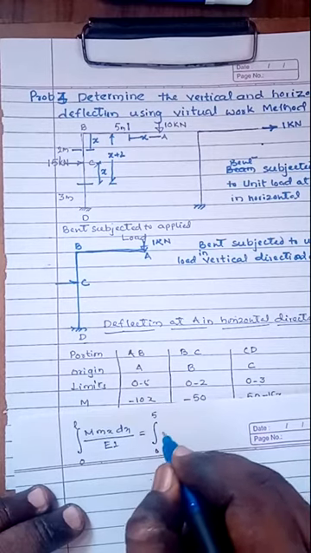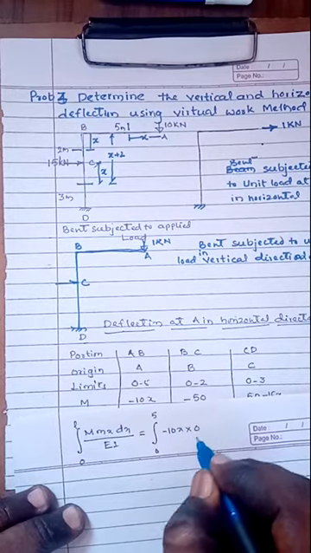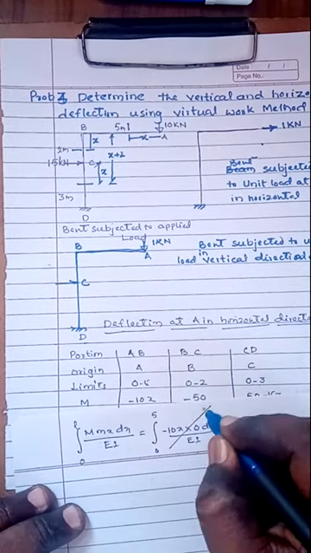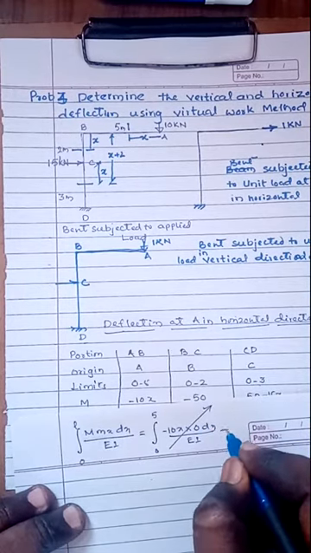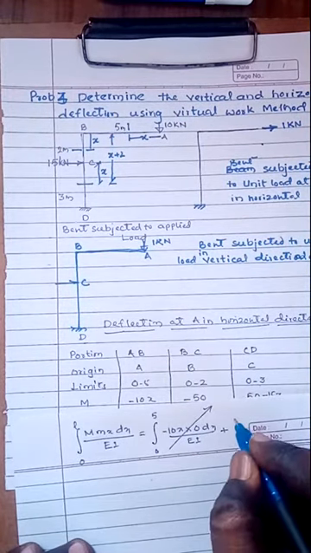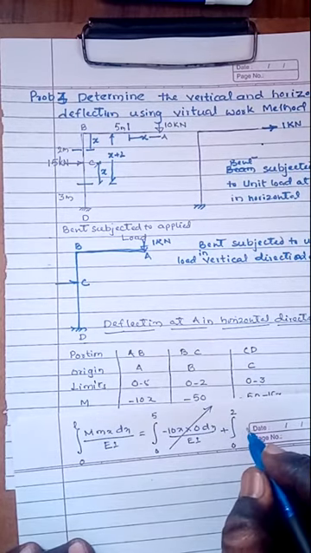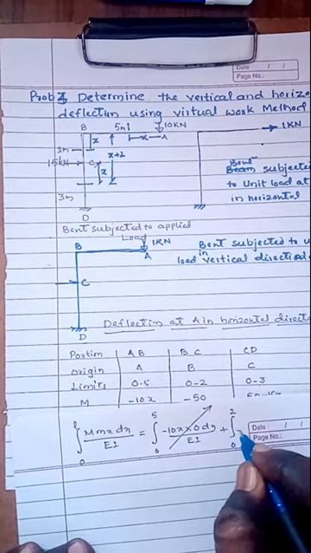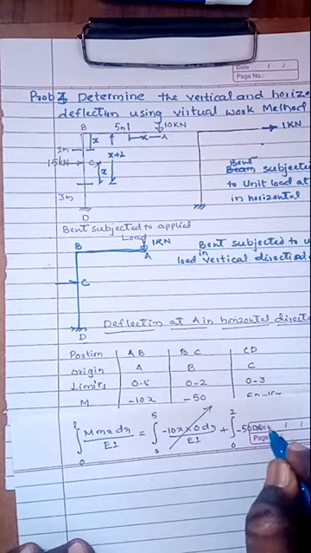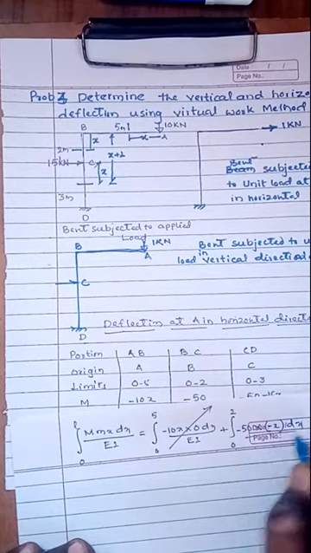The bending moment due to the applied load is minus 10x, and the bending moment due to the unit load is 0, dx divided by EI. This is for the first portion. This portion becomes 0, since the product of any number with 0 is 0. In the second portion, that is B to C, the limits are 0 to 2. The bending moment due to the applied load is minus 50 and the bending moment due to the unit load is minus x, dx divided by EI.